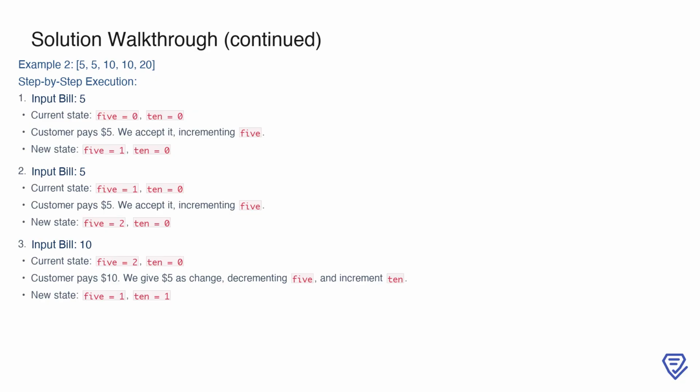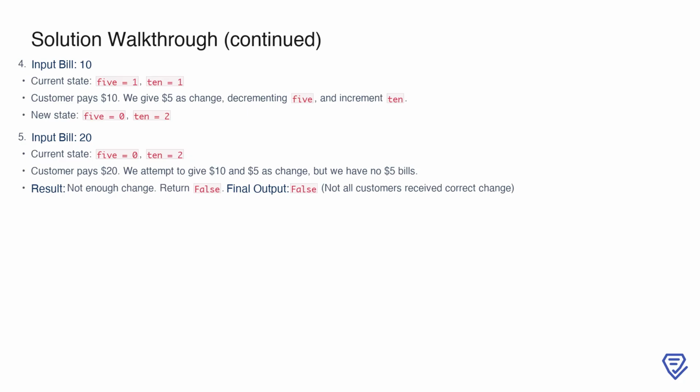For the third customer, they pay with a $10 bill. To give $5 as change, we decrement the $5 count to 1 and increment the $10 count to 1. For the fourth customer in example 2, they also pay with a $10 bill.